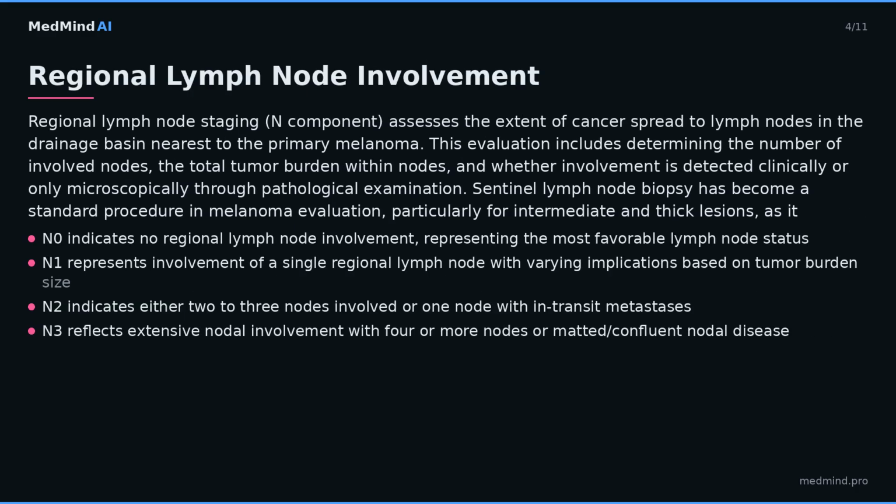Regional lymph node involvement. Regional lymph node staging, N component, assesses the extent of cancer spread to lymph nodes in the drainage basin nearest to the primary melanoma. This evaluation includes determining the number of involved nodes, the total tumor burden within nodes, and whether involvement is detected clinically or only microscopically through pathological examination.